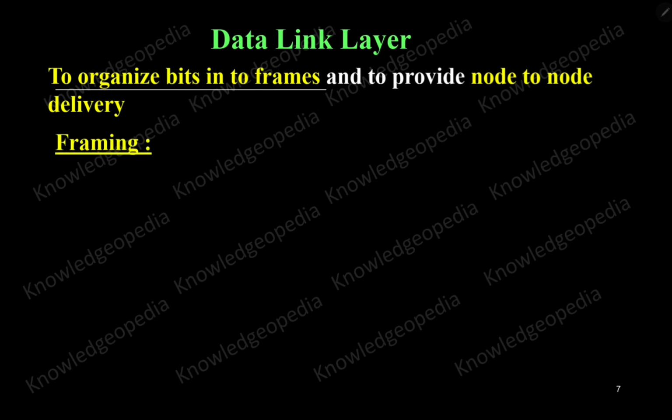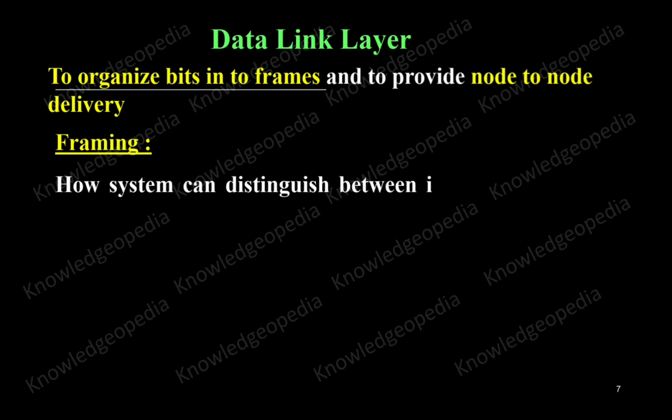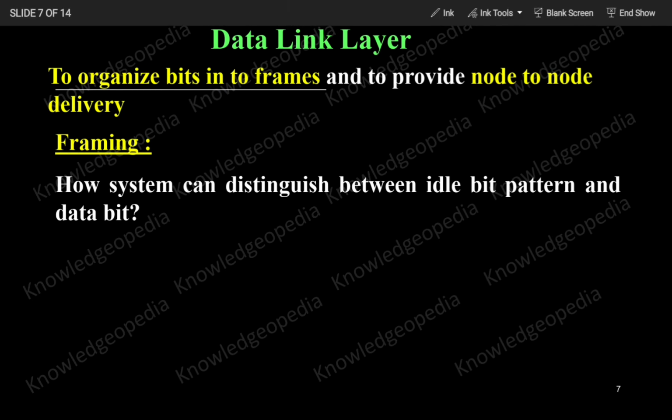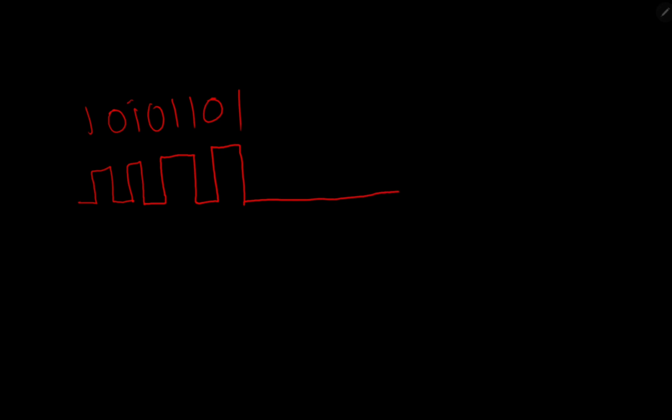That is framing. How can a system distinguish between an idle bit pattern and data bits? What is the meaning of this? Suppose my data transmission is 1010101. This will be represented by 101011101, and after that there are continuous blanks, zeros. So there is no more data. This is what the sender is sending.